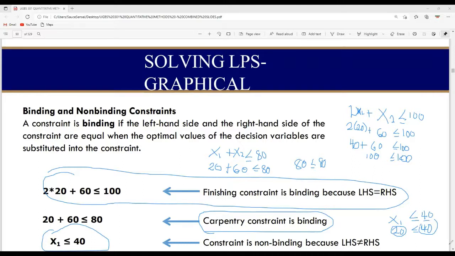They didn't use all the resources allocated to it. The demand was 40, but at the end of the day, we produced 20 per our calculation. You get it? So the X1, which is the demand constraint, was not binding. In simple words, a resource is said to be binding if all the resources allocated have been fully utilized. So that's the binding and non-binding constraints.